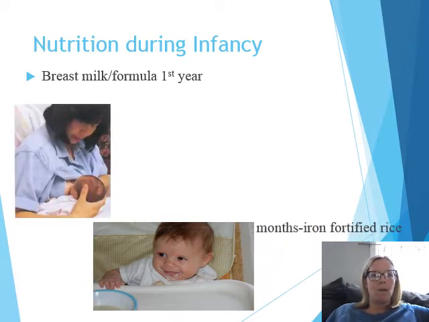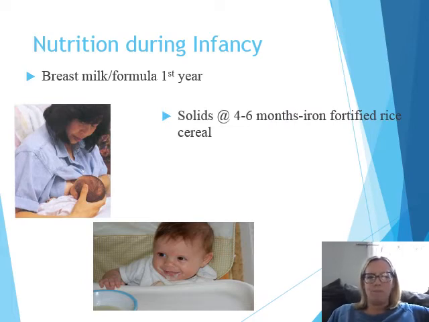Solids at 4 to 6 months. So it's 4 to 6 months of iron fortified rice cereals when we can start to introduce that, mixed with breast milk, formula, or a little bit of orange juice, which I don't typically recommend, but it can be used to get the child to start to eat it. So they mix that iron fortified rice cereal with either breast milk or formula.